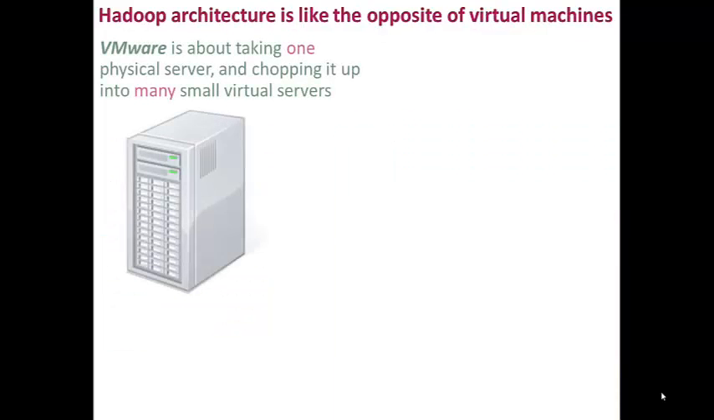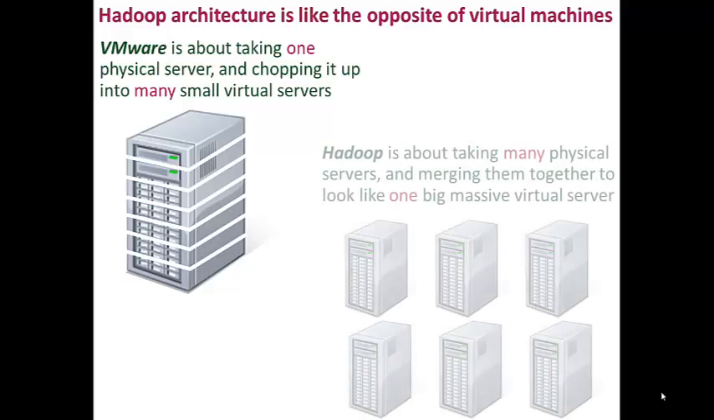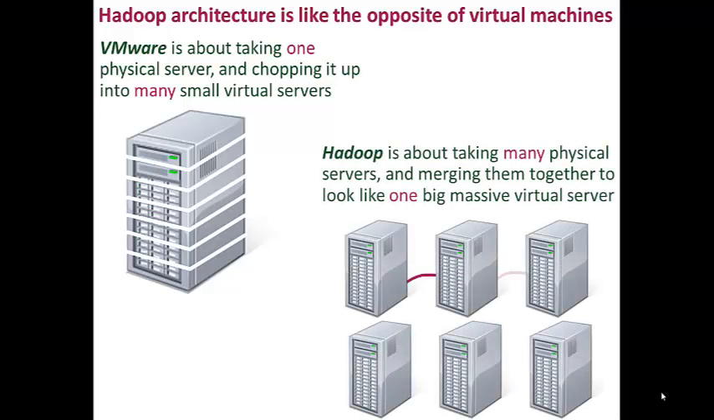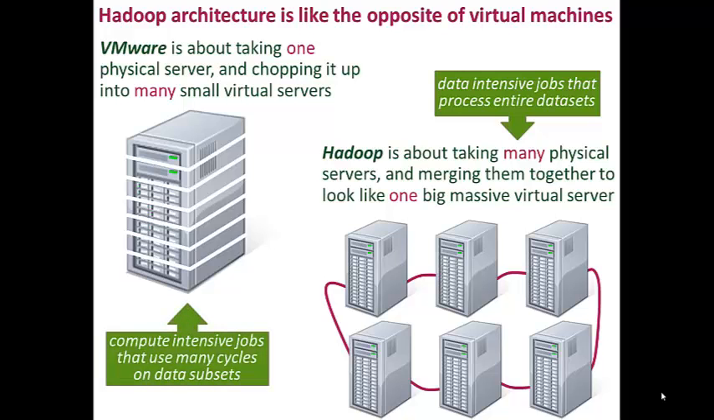The architecture that Hadoop employs is like the opposite of virtual machine architecture. VMware is all about taking one physical server and chopping it up into many small virtual servers. On the other hand, Hadoop's architecture is all about taking many physical servers and merging them together to look like one big massive virtual server. Hadoop jobs are data intensive and process entire data sets, whereas VMware is good for compute intensive jobs that use many cycles on data subsets.